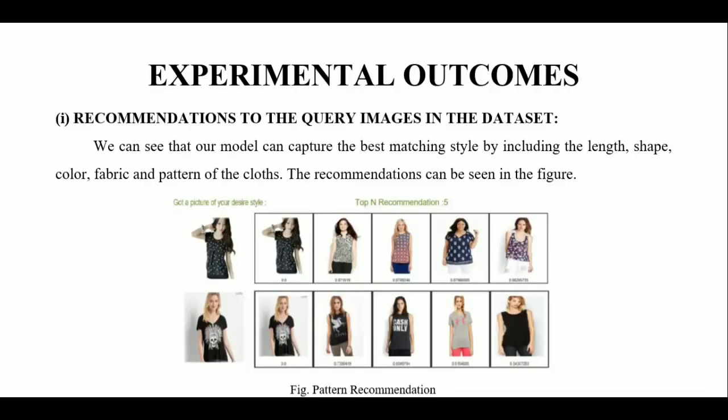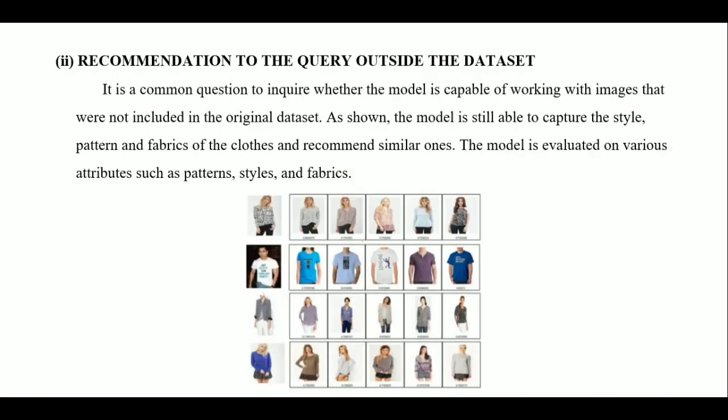And let us see the experimental outcome for the project. There are two cases for the experimental outcomes. The first is the recommendation for query images which are present within the dataset. Let us consider an example. If the customer uploads a black T-shirt for women, and this image is present within the dataset, it will recommend the top five recommendations. It will also recommend that particular black T-shirt, as shown in the figure. In the other case, if the input image does not match the dataset, it will still recommend the most relevant products present within the dataset.